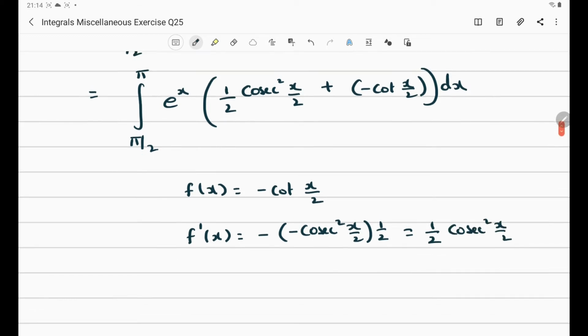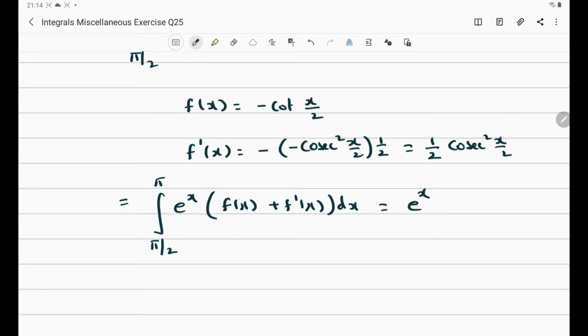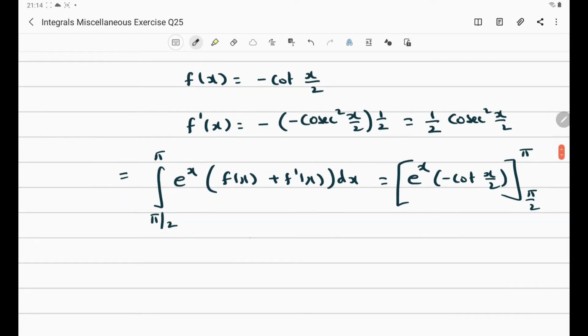So we could observe that this integrand can be written as e to the power of x times (f of x plus f dash of x) dx. So this is in the form of integral from pi by 2 to pi of e power x times (f of x plus f dash of x) dx. So we can write it as e power x into f of x, and here f of x is minus cot x by 2. Now we are going to substitute the upper limit and lower limit as pi and pi by 2. Now let us substitute the upper limit.